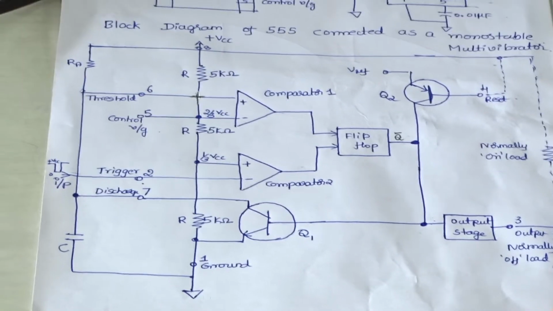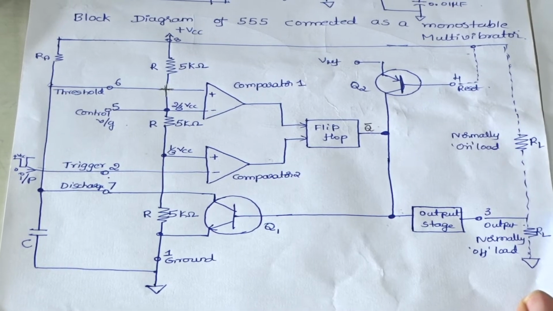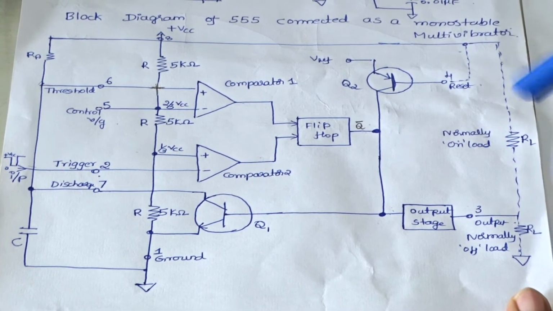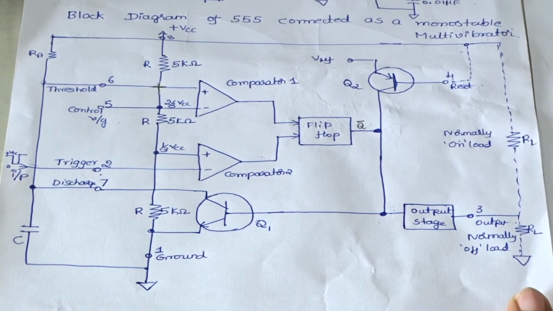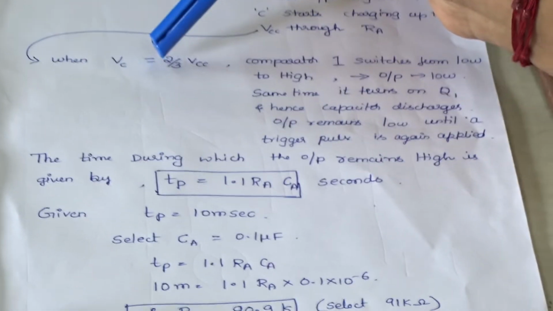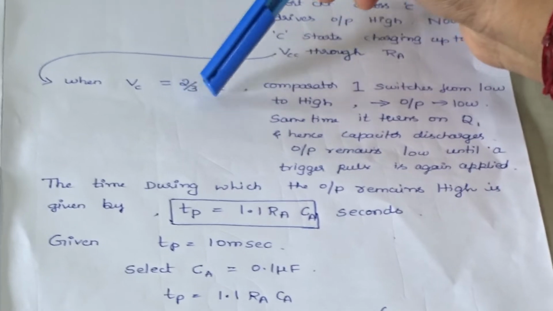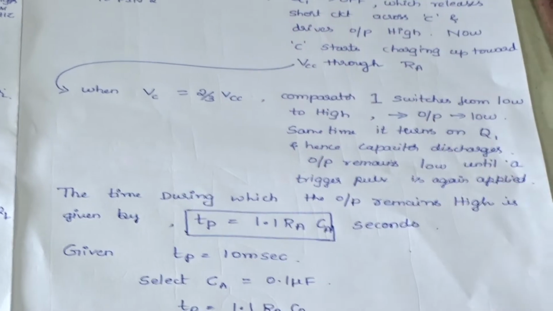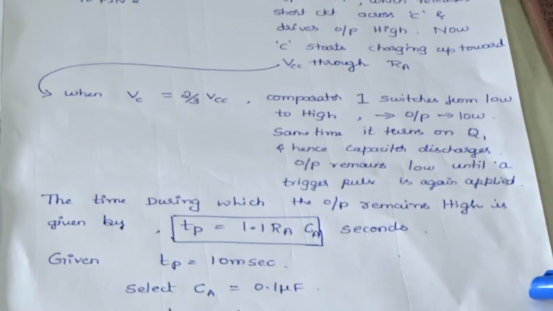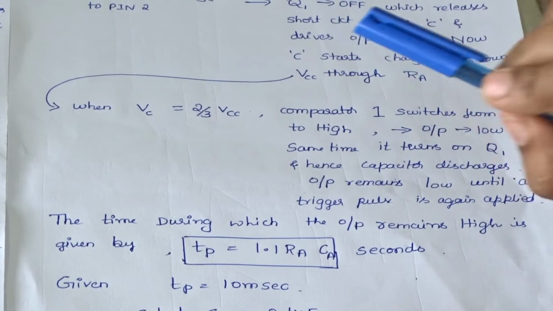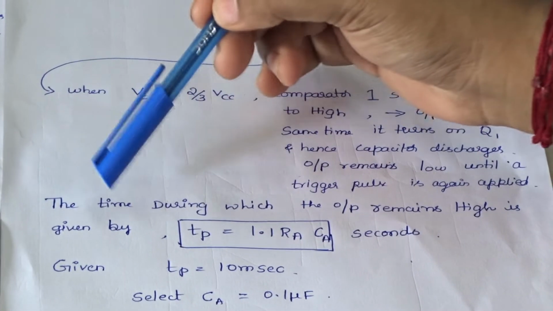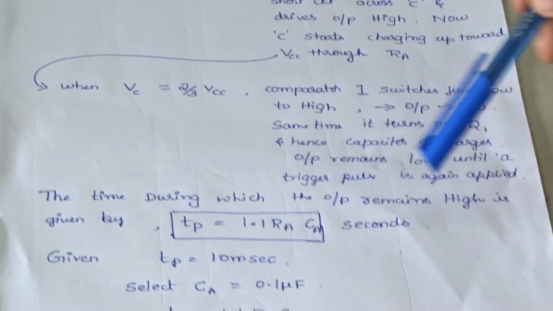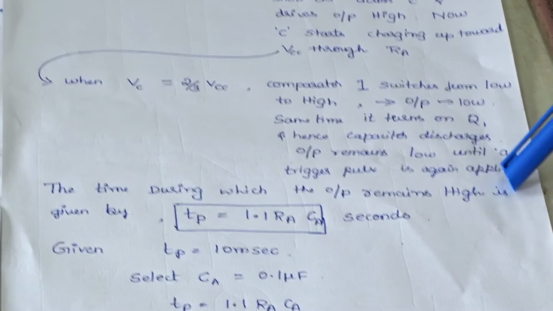So the monostable, which has one stable state, that is, output low, when we apply the trigger, the output changes from low to high, and again after some time, that is, whenever the voltage across the capacitor reaches 2/3 VCC, the output of the monostable multivibrator will again go to low. This is what we are going to see today. That is the time during which the output remains high after applying the trigger.